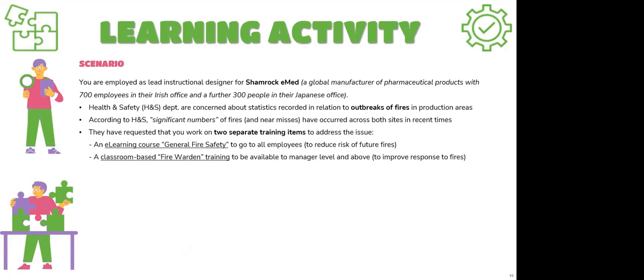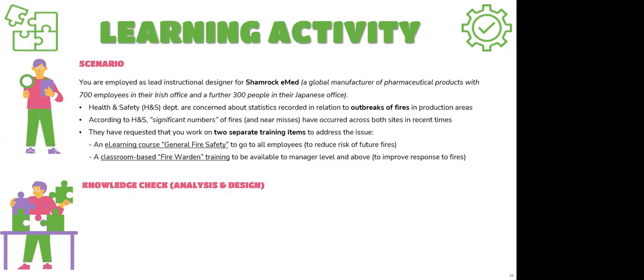And then the second training item they want is a classroom-based fire warden training, but they only want this to be available to manager level and above in the company. They didn't give a specific number of people. They just said everyone who's a manager level or above is able to sit in on this classroom training. And once they complete the classroom training, they'll be certified fire wardens. When they're certified fire wardens, if a fire does break out, these are the people that will take the lead. They'll be able to make sure that everyone around them is safe. They'll be able to respond appropriately to the fire as well. So that's the second component of this scenario. So 2 training items here.